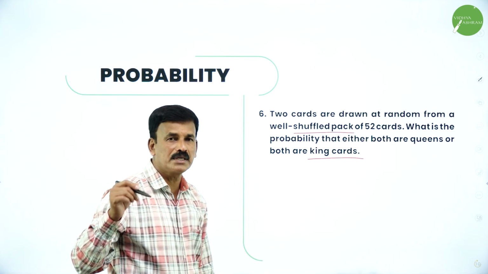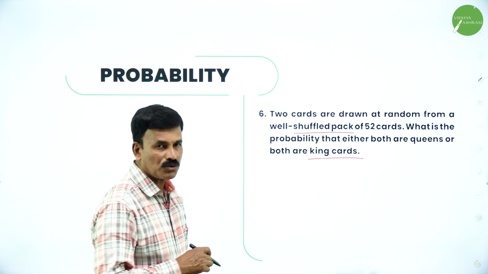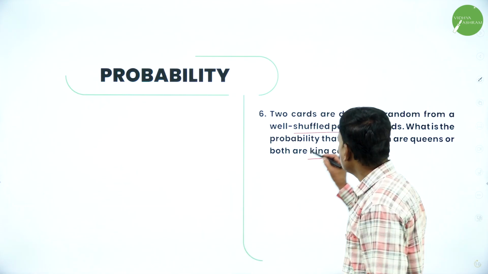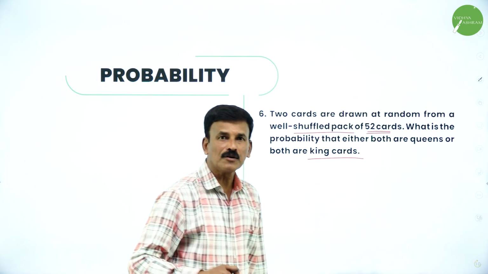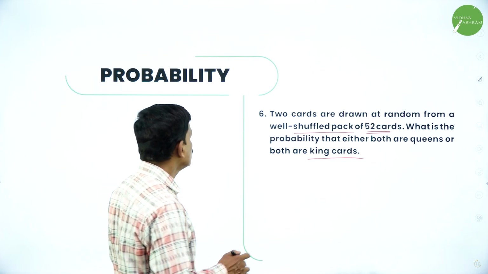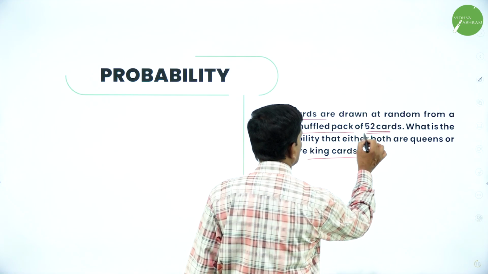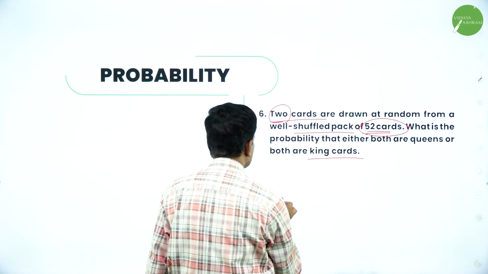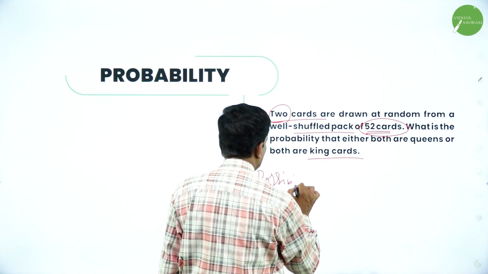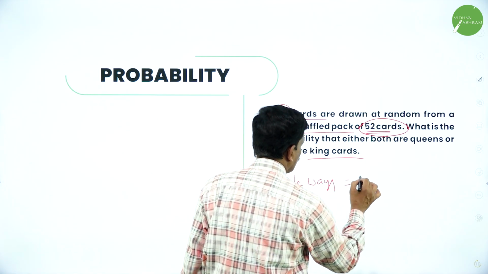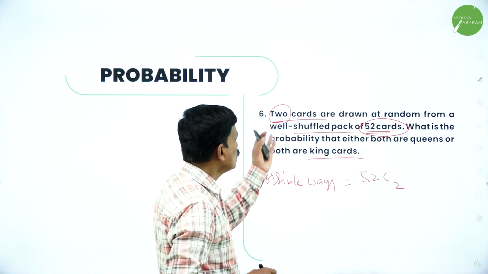So what is the probability of getting both the cards as queen or king? That is the question. Now, what is given? The number of cards is 52. Now let's find the possible events first. How many cards are we going to draw? Two cards are drawn from 52 cards. So the possible ways are 52C2.